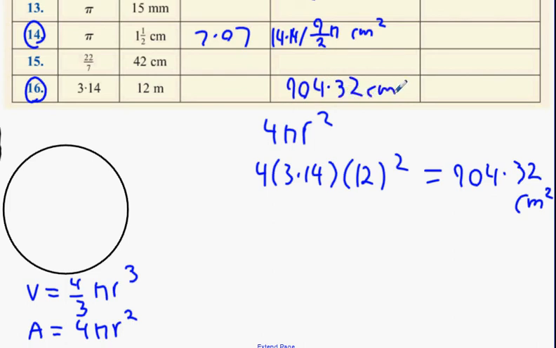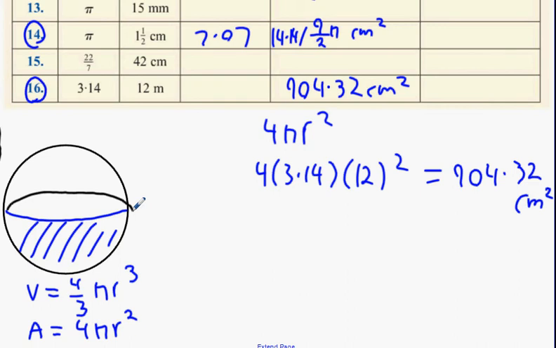904.32 centimeters squared. Now, that's half of it, which is the bottom blue part. What part have I left out if it's technically a hemisphere? For the total surface area, I need to find out what the top circle will be and add it on. So I'm looking for pi r squared.